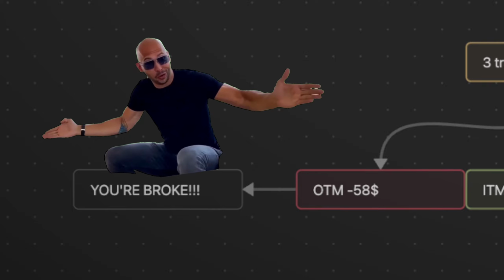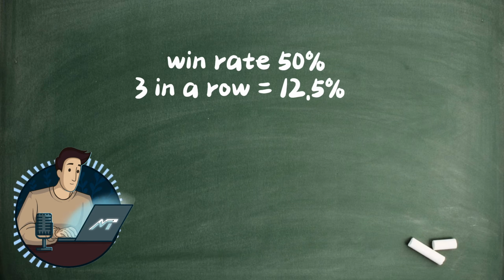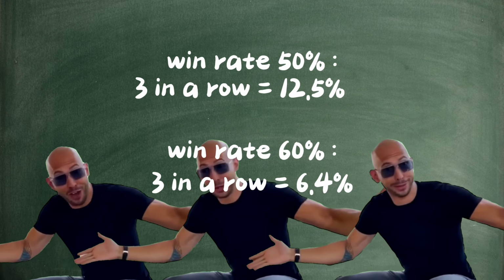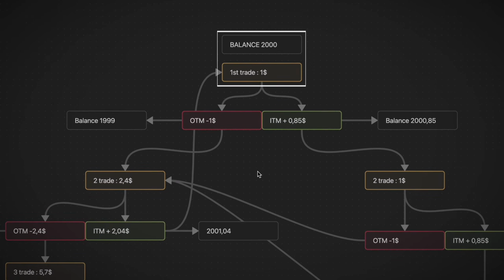You're poor! The chance of you getting 3 losses in a row is 12.5% if you trade with a 50% win rate. And if your win rate is 60%, then the chance is 6.4%, which is still very, very high. But let's say you have $2,000 on your account and you start with $1.